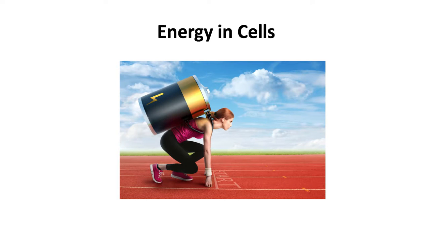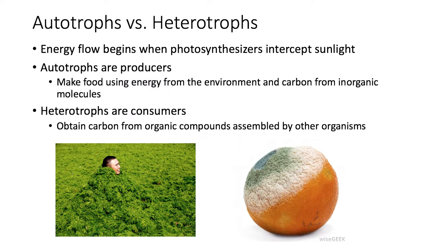Our next two units will be on photosynthesis and then on cellular respiration, but first we're going to take a look at energy and what cells use for energy. To do that, we're going to discuss the terms autotroph and heterotroph again. As you know, autotrophs are organisms that can make their own food. They are able to extract carbon from inorganic molecules.